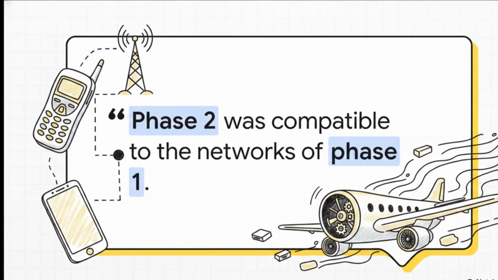Perhaps the most impressive engineering feat of this entire evolution is highlighted right here: backward compatibility. Phase 2 was entirely compatible with Phase 1. Think about that for a second. Engineers successfully grafted a brand new packet-switched data network directly onto the existing infrastructure. You could access the internet via GPRS on your shiny new phone without breaking the legacy voice infrastructure that millions of older phones were still relying on. It was literally like changing the engine of an airplane while it was still flying.